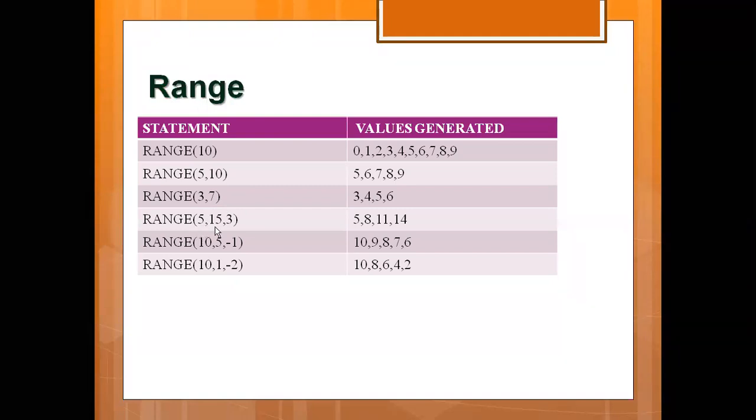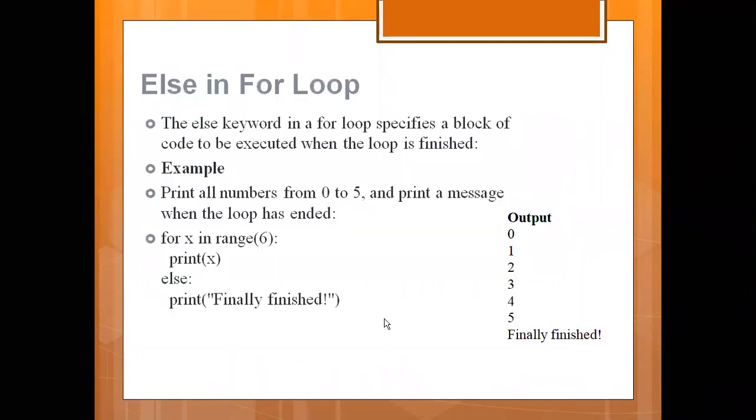Then I say 5, 15, 3. So this is how it is going to print. The increment value is 3 here. We can have a negative value also. In that case, it is going to decrement. It is going to move backwards.